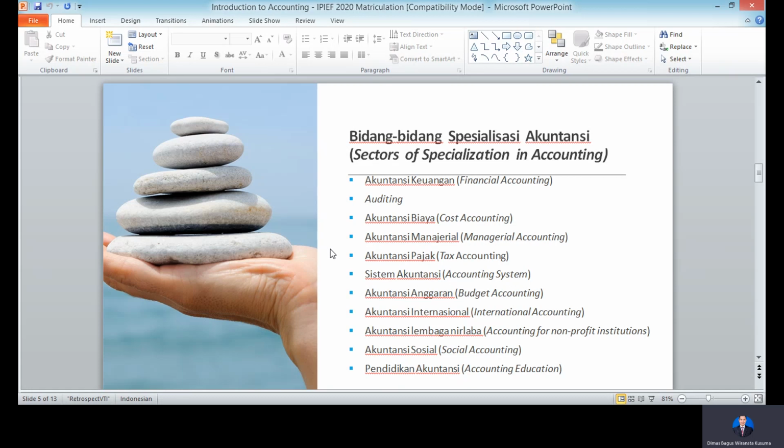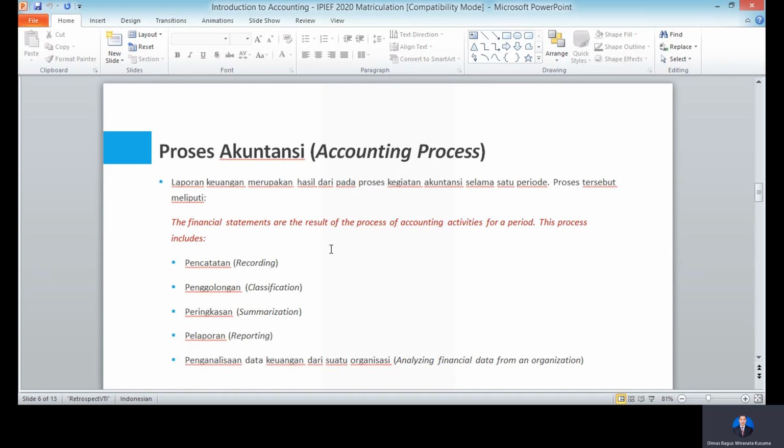And the third one is, what is the accounting process? The accounting process basically goes through the financial statements, whereby these financial statements are the result of accounting activities for a period of time. This process includes some aspects. The first is recording. The second is classification. The third is summarization, the fourth is reporting, and the last one is analyzing financial data from organizations. So all of these aspects are called the accounting process.